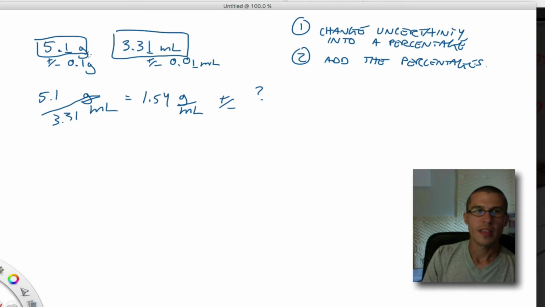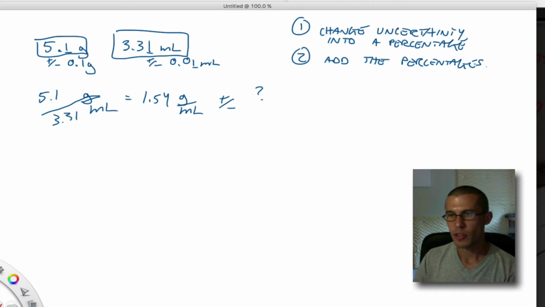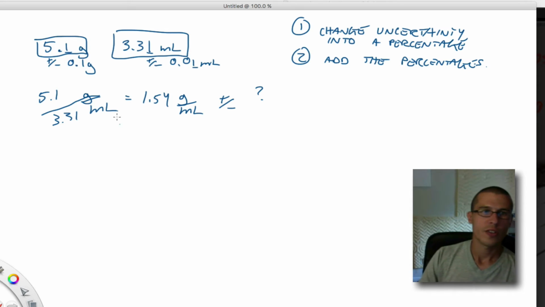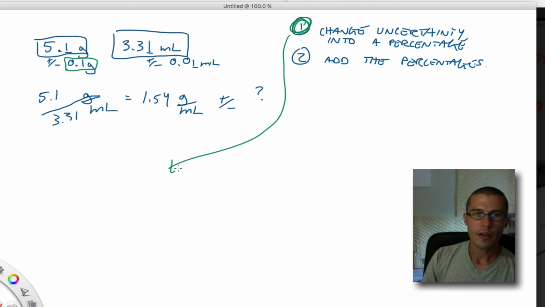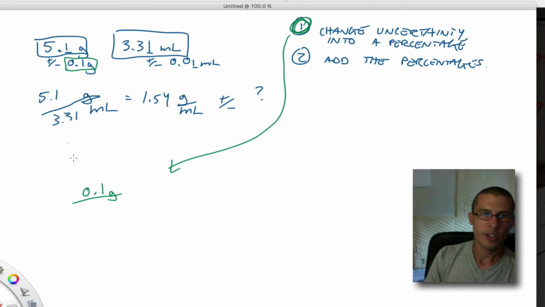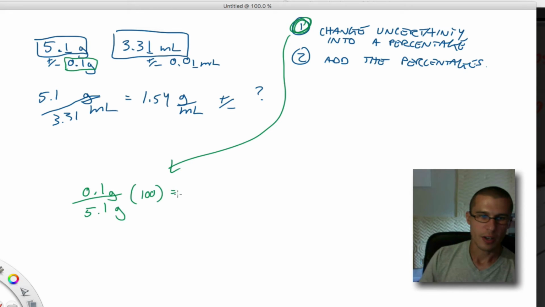Okay, so let's do the first step right now. Let's change this 0.1 grams into percentage. So how do we do that? I'm going to use a different color to show you that. So we're going to change this into a percentage. This is the green part. So here's how we do it. I'll put a little arrow over here. We take 0.1 grams, the uncertainty, and then we divide it by our measurement that we have. So in this case, it's 5.1 grams. And we multiply all that times 100 to get our percentage.